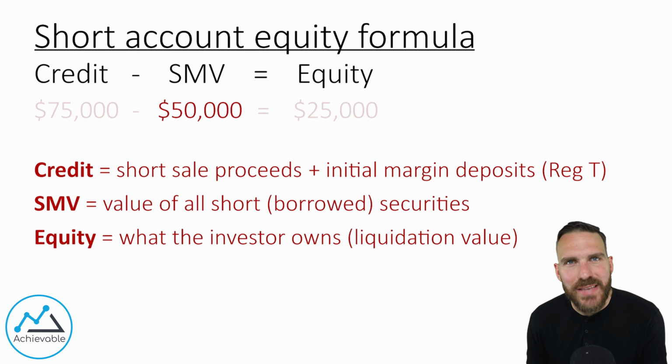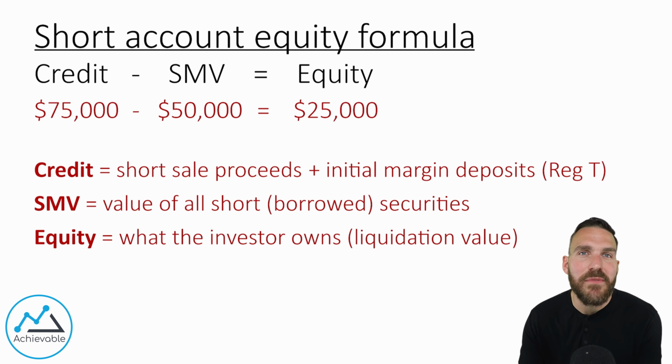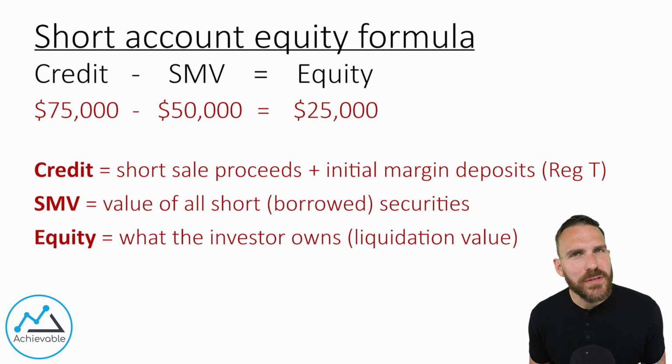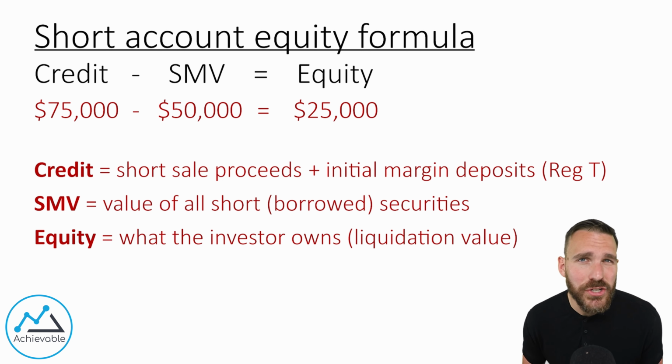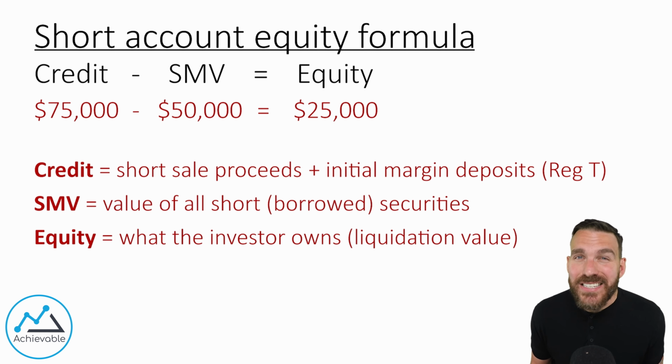So let's say in this example, the investor's credit balance is $75,000. That leaves the investor with $25,000 of equity. If an investor established a short stock position for $50,000 and deposited exactly the Regulation T 50% requirement, this is what the initial equity formula would look like.